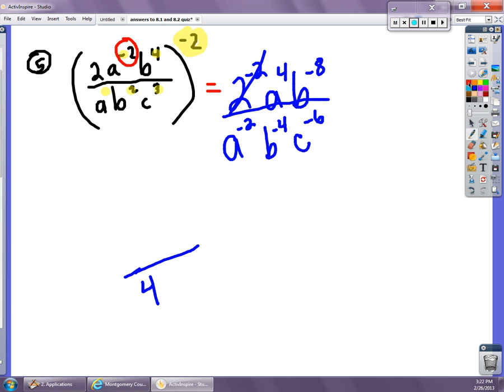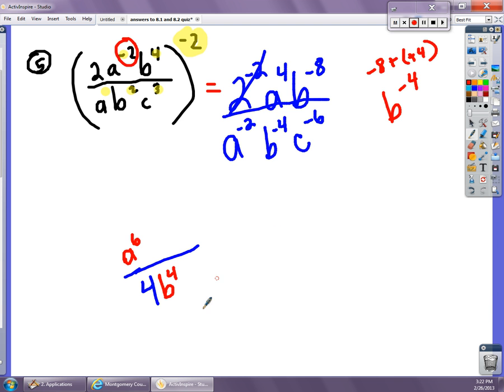The next thing, I'm going to divide the a's. A to the 4th divided by a to the -2nd. So you do 4 minus -2, which becomes a to the 6th power. The b's, you do -8 minus -4. You end up with a -4, so you get b to the -4th. Since it's negative, you're going to bring it to the bottom as b to the 4th.